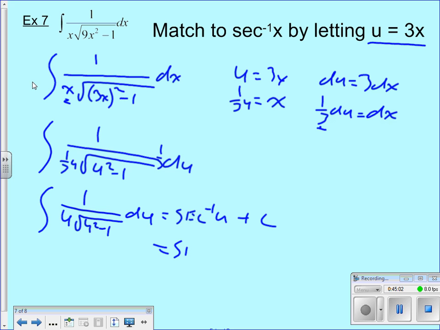Okay. So I end up getting the inverse secant of 3x plus c. And I think it's supposed to be the absolute value in front, right? Okay. So the caveat we would have here is that x is always positive or something along those lines. But it's close enough for what we need here.